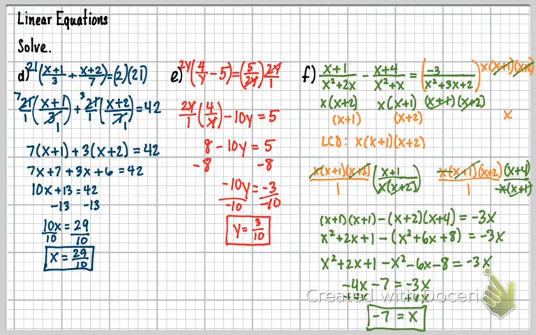But for this one, I just look at all the factored forms of my denominators, and I can clearly see that a negative 7 is not going to make x or x plus 2 0. Same thing with x and x plus 1, or x plus 1 and x plus 2. So that tells me that's a good answer. And there it is.